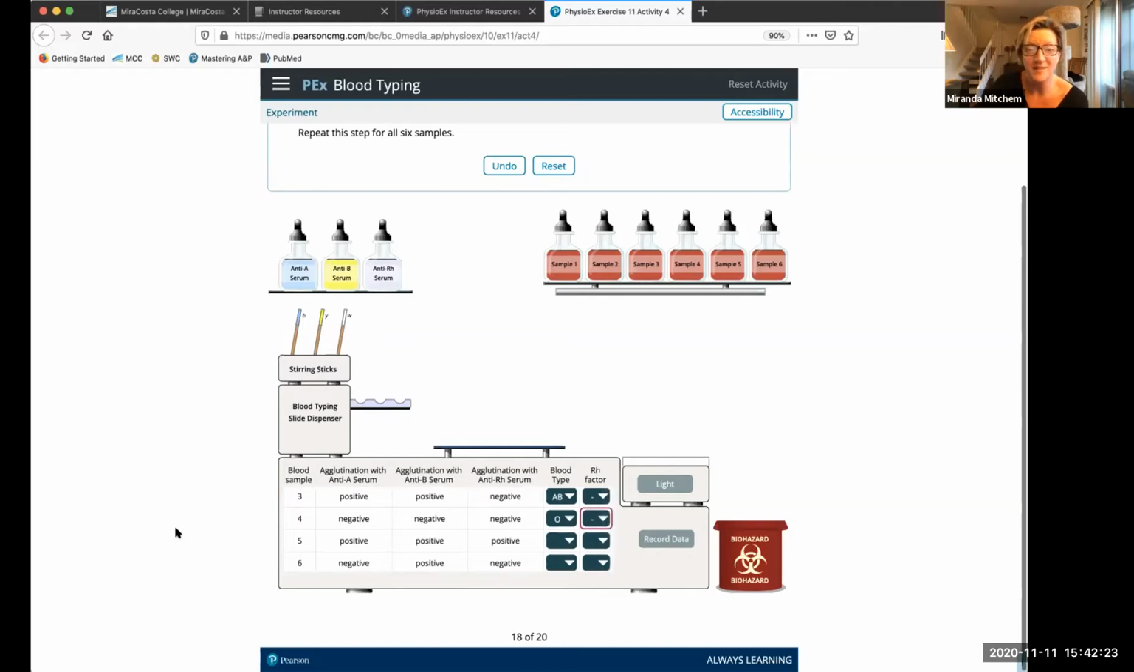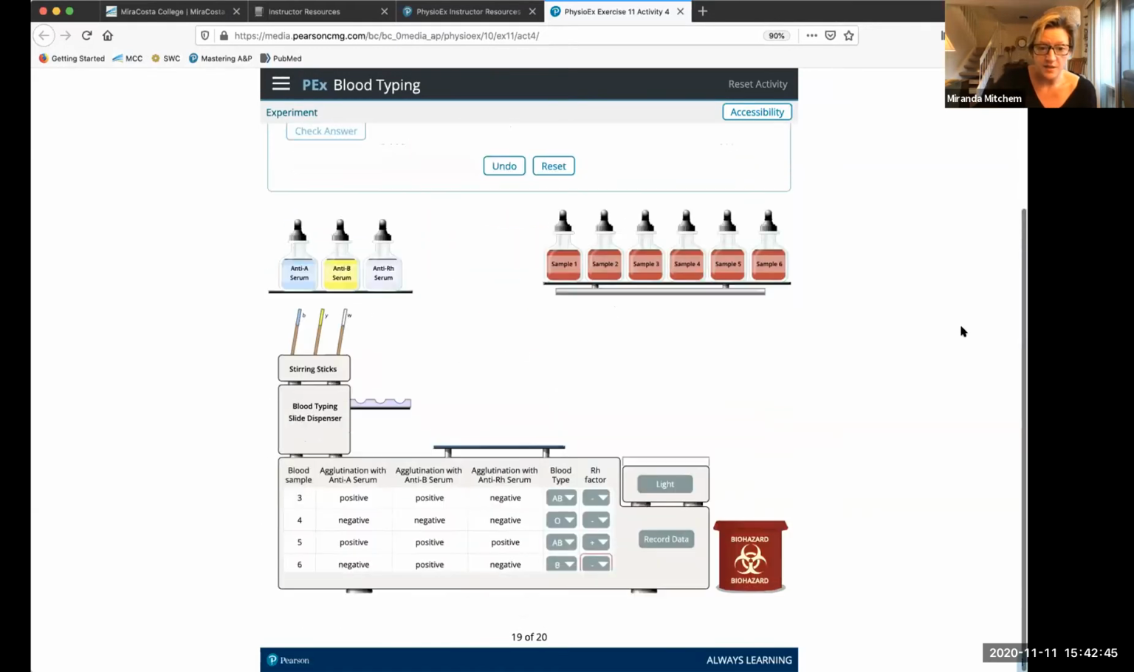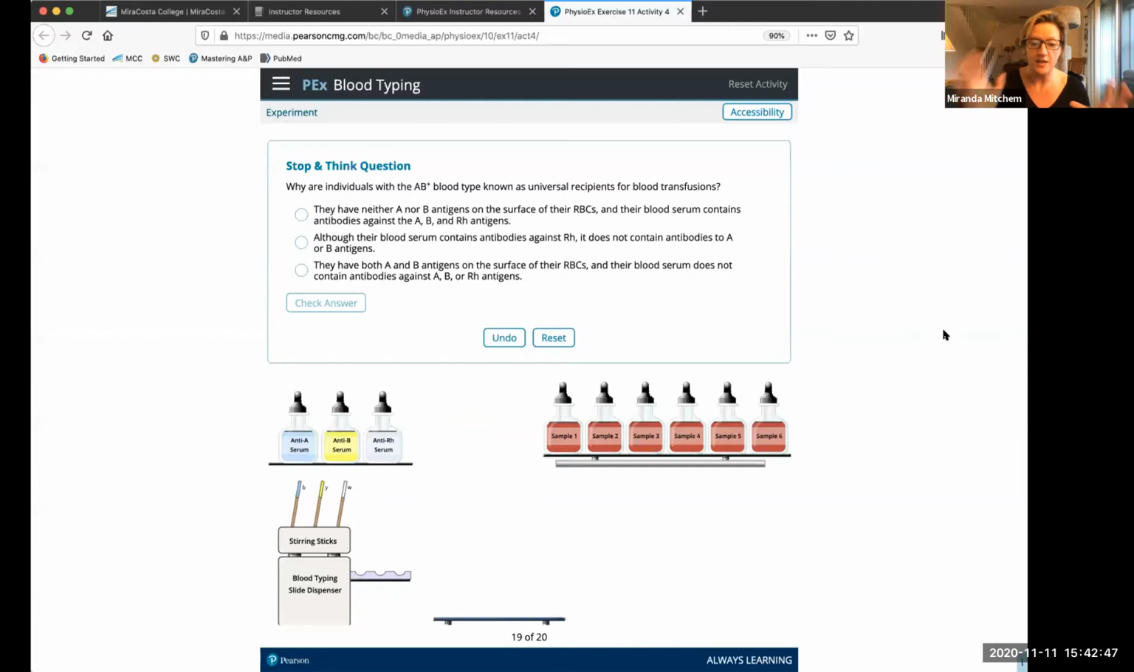Their blood's in high demand. Positive, positive, positive. That's AB positive. And then sample 6 is negative, positive, negative. That is B neg. Okay. So that is the completion of the actual experiment, but let's go through the questions.